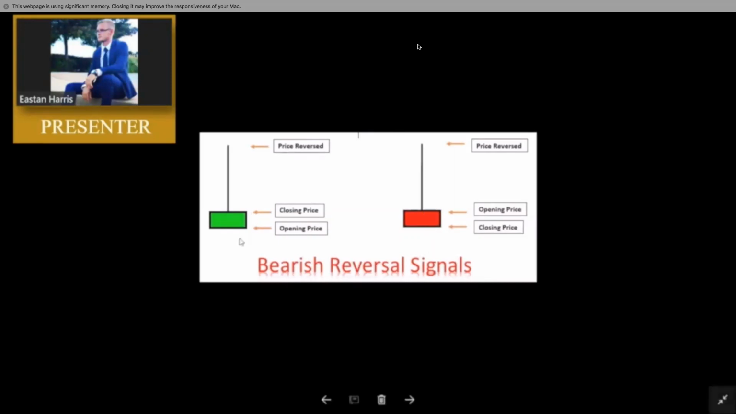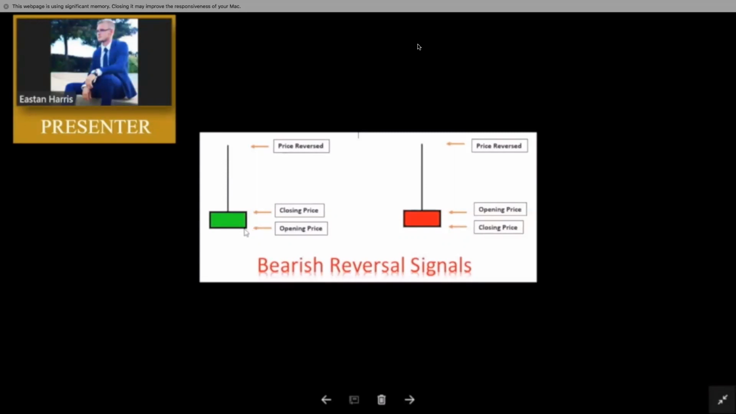Now on the right here, this red candlestick, the opening price is at the top of the candlestick and the closing price is at the bottom of the candlestick body. Now this candlestick also has a wick that goes to the upside, right? Price again was able to push its way up there at one point within that time frame and then got pushed all the way back down before the candle closed.